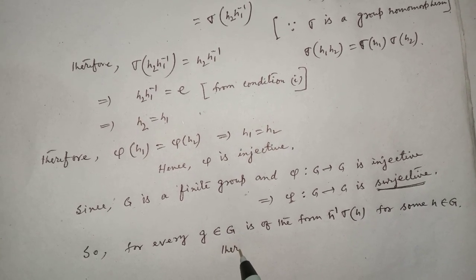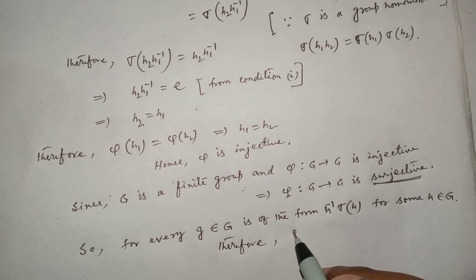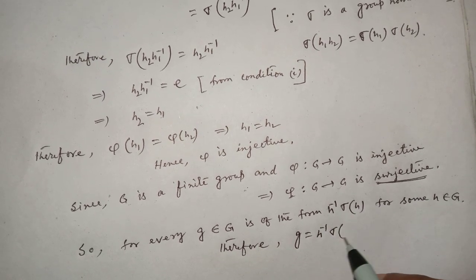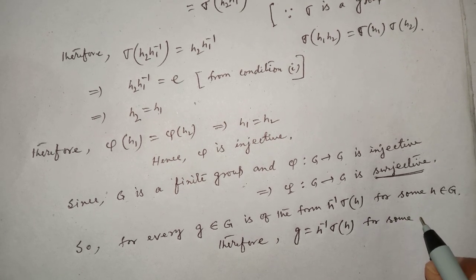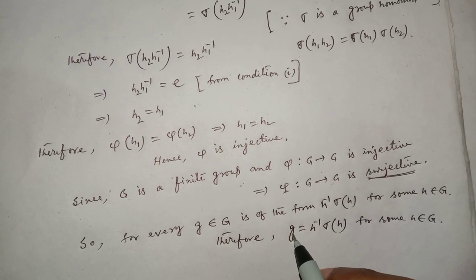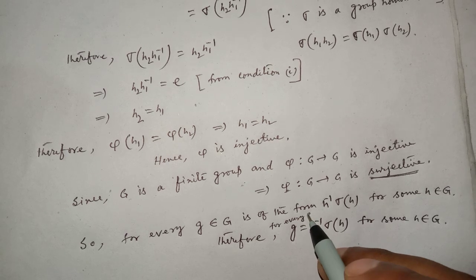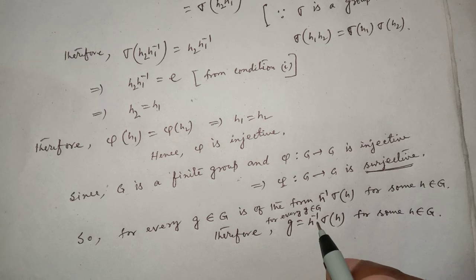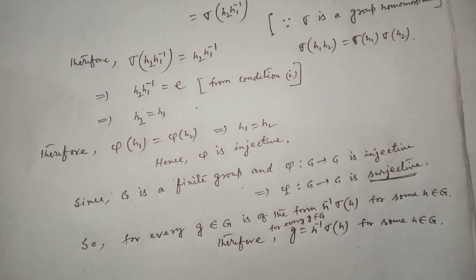Therefore g is equal to h inverse sigma h for some h belonging to the group G. Therefore for every g belonging to the group G, g is equal to h inverse sigma h for some h belonging to G.